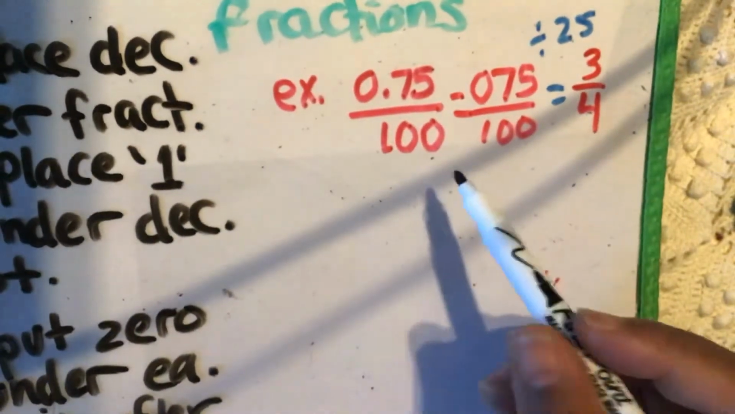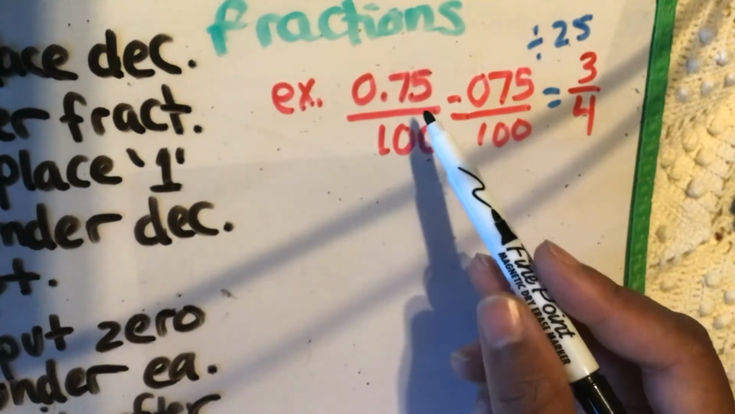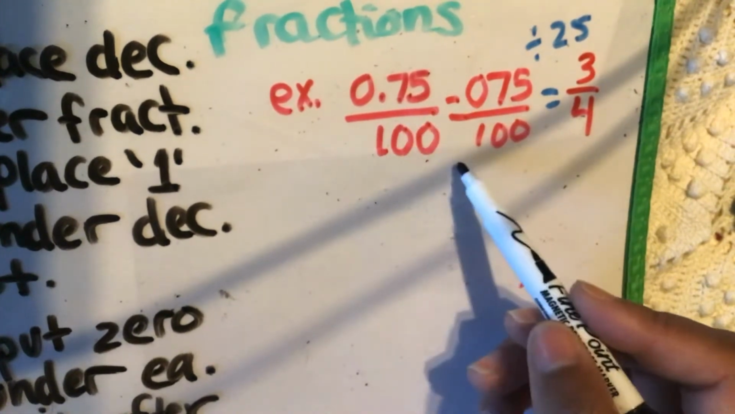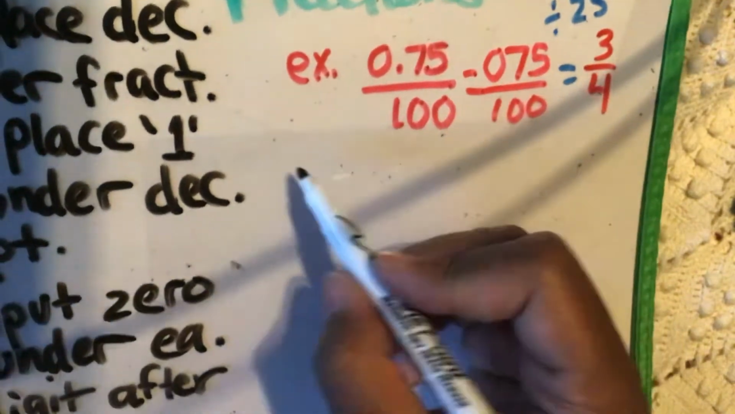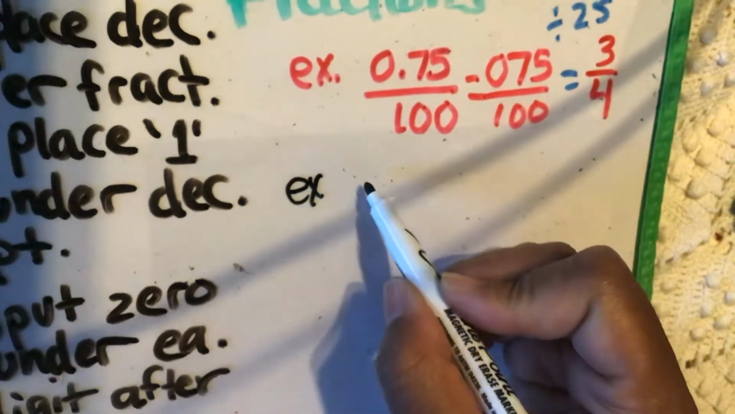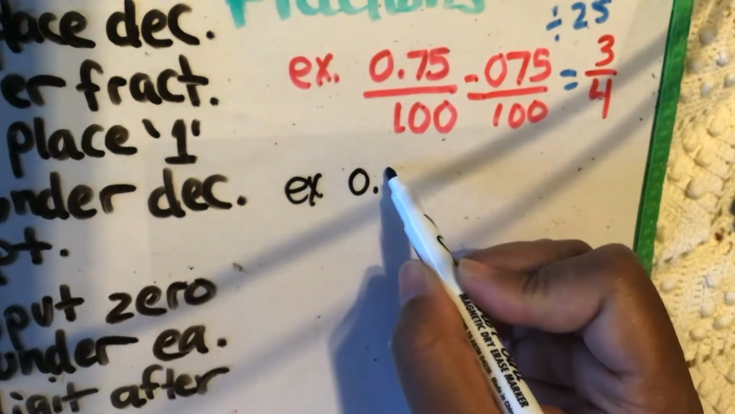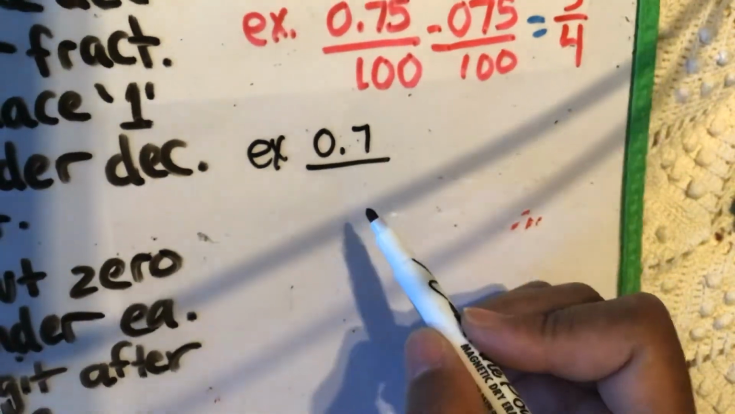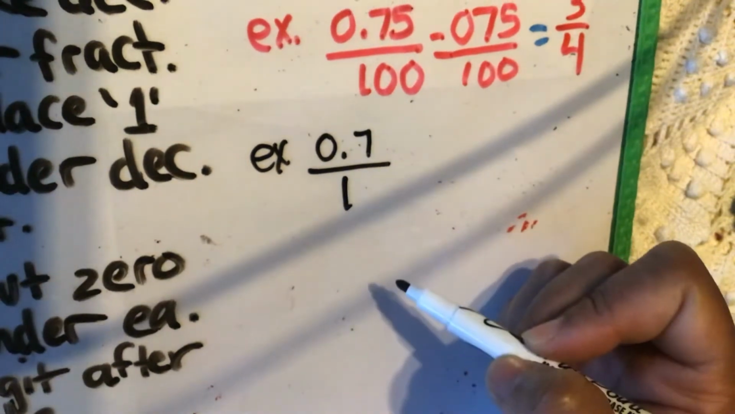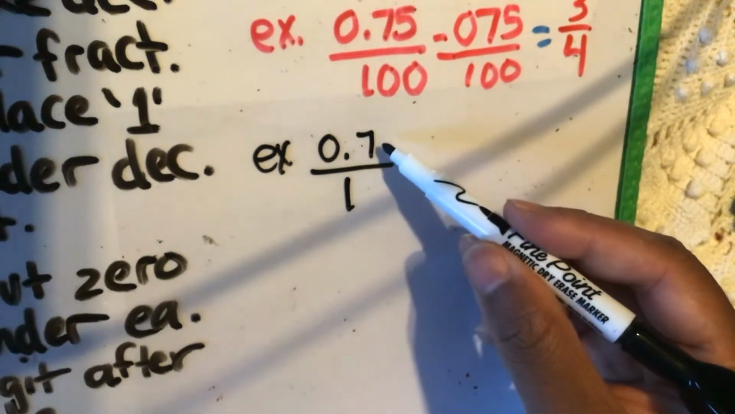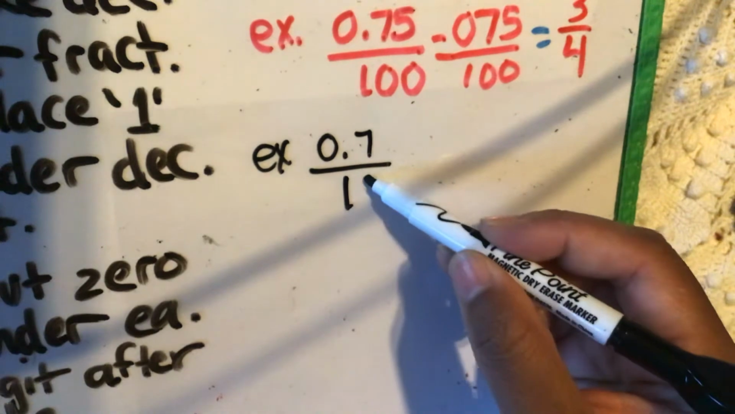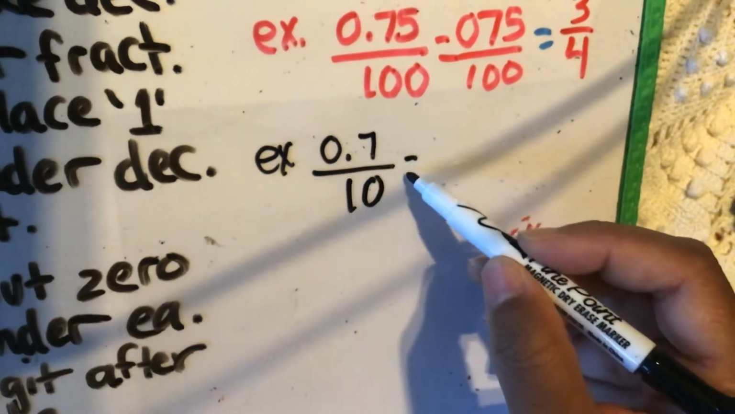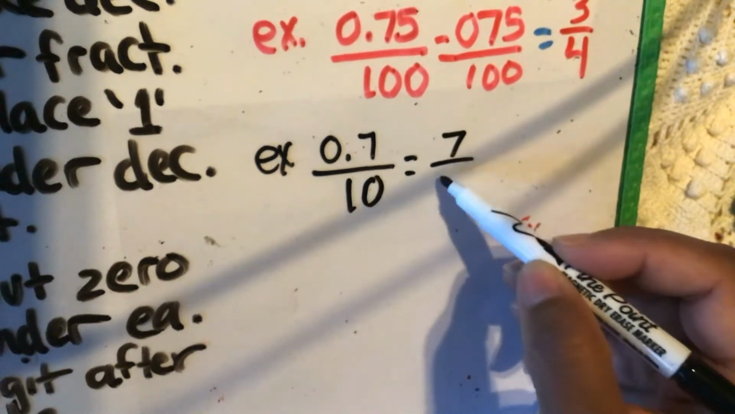All right, and this also helps you if you've never learned how to say decimals appropriately. This tells you that it's 75 hundredths. There's 100 under it. I'll show you something that is not the same. Like if I say 0.7. Step 1, put a fraction bar there. Step 2, place a 1 under the decimal. Step 3, I have 1 number after the decimal, so I only need 1 0. Okay? Step 4 is get rid of the decimal.